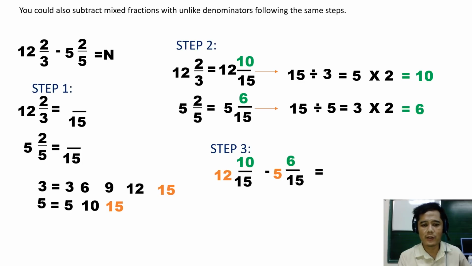So, 12 minus 5 equals 7. So, uunahin po muna natin yung whole number, no? Bago tayo pumunta doon sa numerators. So, 10 minus 6 equals 4. And same denominator, 15. So, the difference of 12 and 2/3 and 5 and 2/5 is 7 and 4/15. So, yan po yung sagot natin. So, wala na tayong fourth step kasi ang fraction ng sagot natin ay nasa lowest term na rin po.